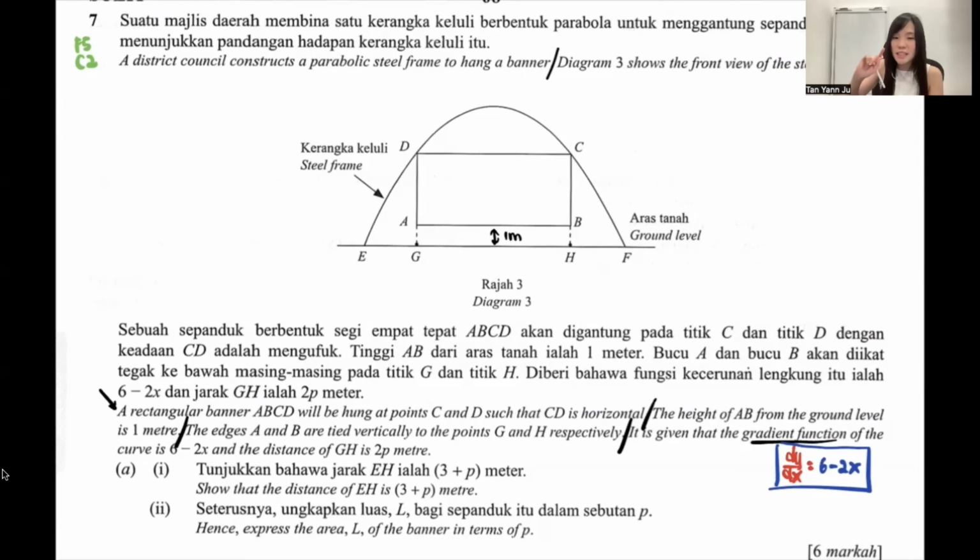Now they say the distance from G to H is 2p meter. G to H, here to here, 2p meter. I don't write meter, I'm scared you get confused, so I write the number alone, okay? This is whatever they say.